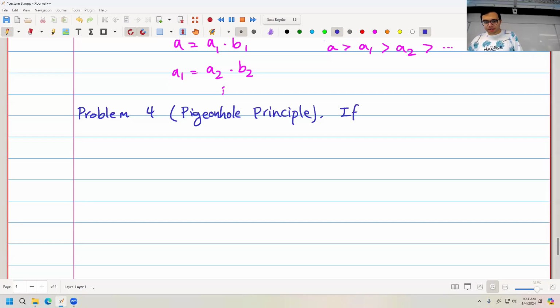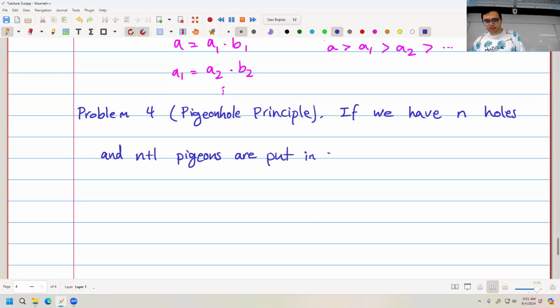So if we have n, well, instead of hole, I don't know what to say. Let's just say we have n holes and n plus 1 pigeons are put in these holes, then there exists a hole with at least 2 pigeons.